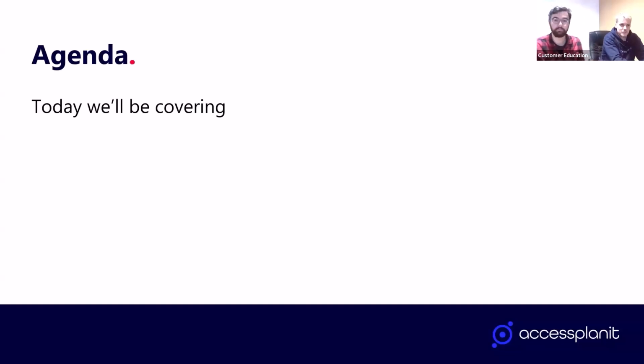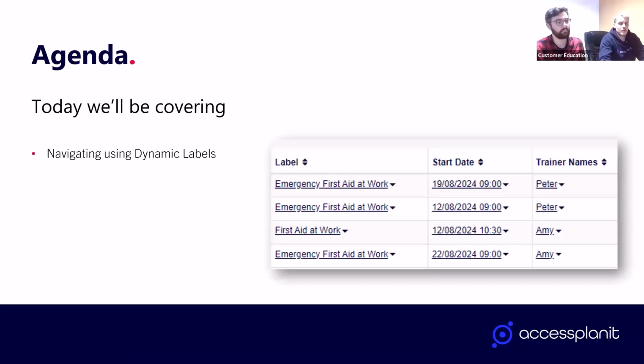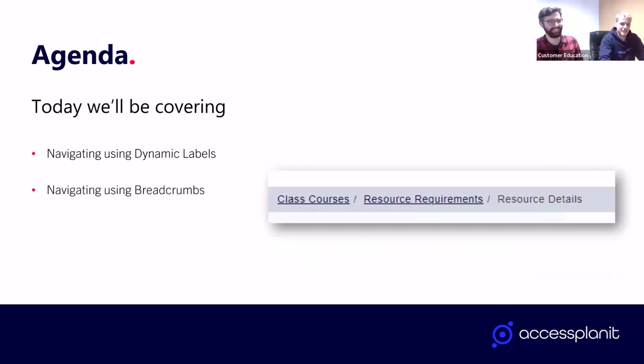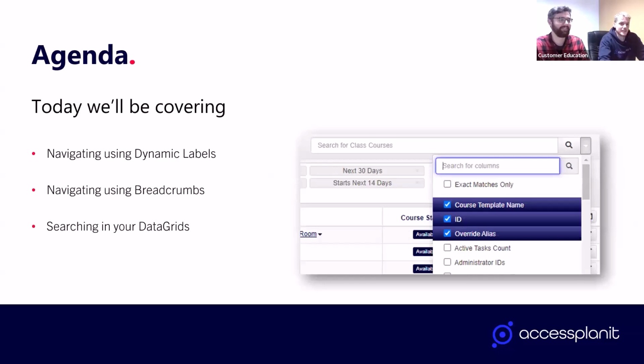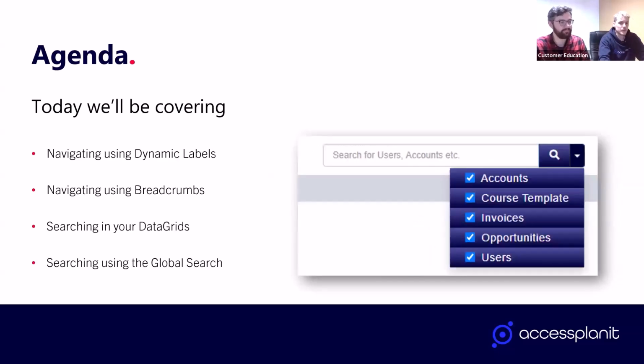Cool, thanks, Sean. So today we'll be covering a few things. Firstly, how dynamic labels can be used as shortcuts to help you navigate through the platform to relevant areas quickly and effortlessly. Hard word to say. Then we'll have a look at how your breadcrumb links work. And we'll also take a look at the search option that is available in all of your data grids as well. And then finally, we're going to wrap up with the global search tool that is available in the top of your platform.